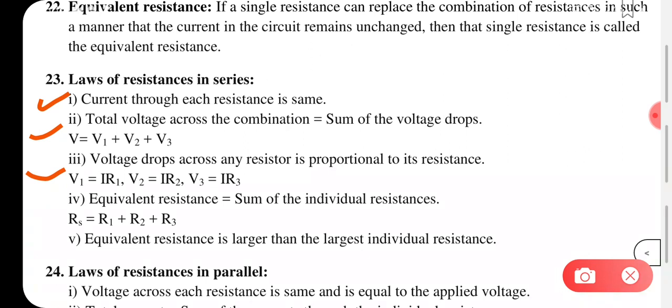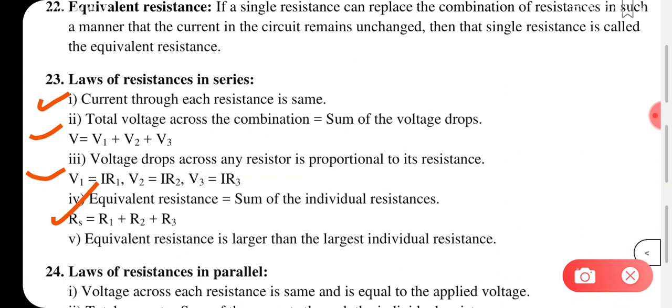So V1 is equal to IR1, V2 will be equal to IR2 and V3 will be equal to IR3, for any resistor. This is for individual resistors. Suppose 3 resistors are there, so like this you have to calculate.